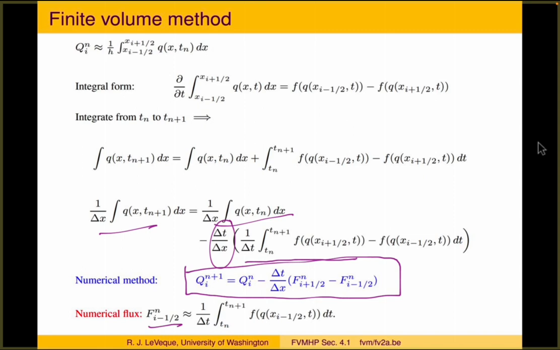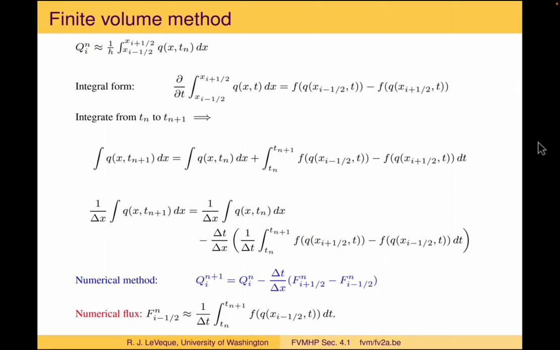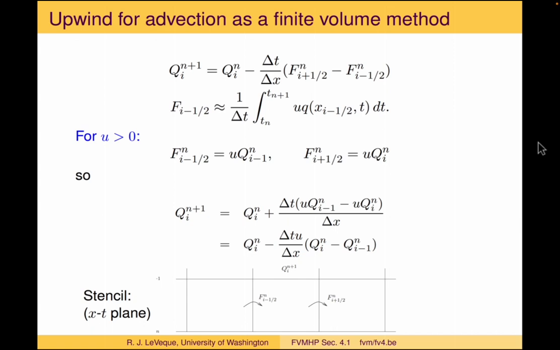If we use the exact integrals here, this would be an exact evolution equation for the cell average, but numerically we approximate this flux by some numerical flux that's based on the cell averages on the two sides. So that's the basic idea of the finite volume method.